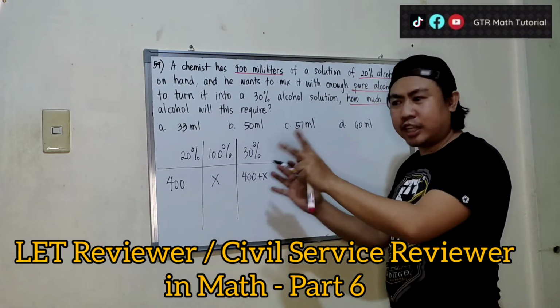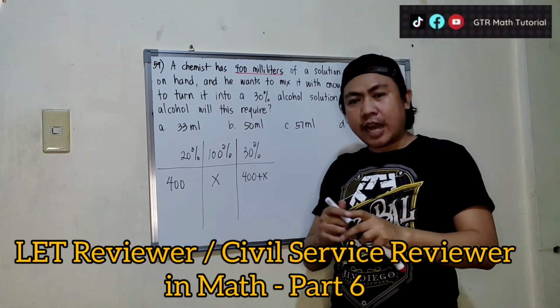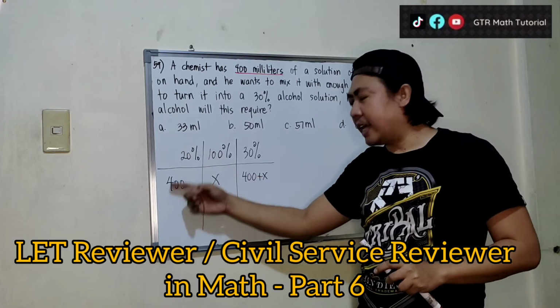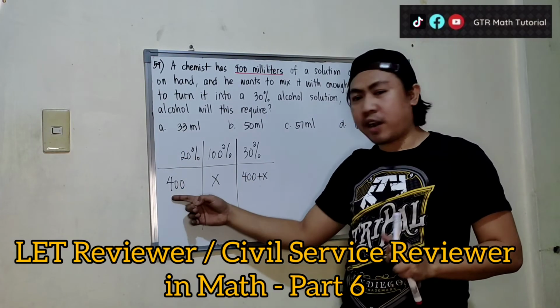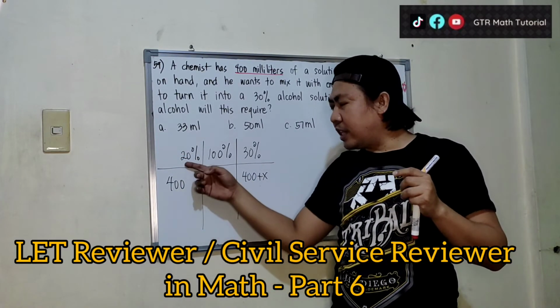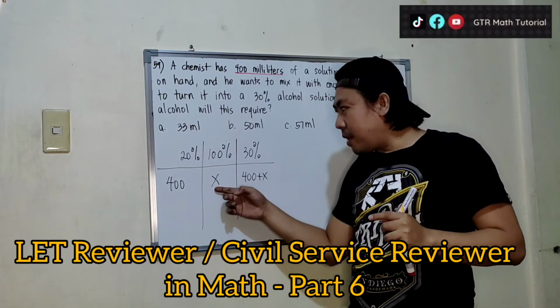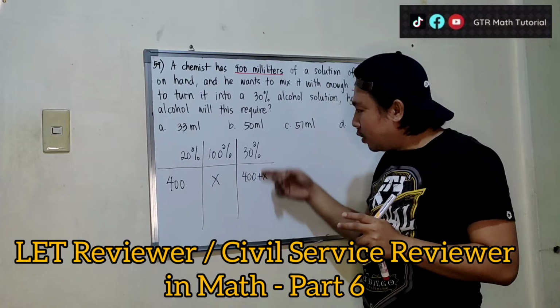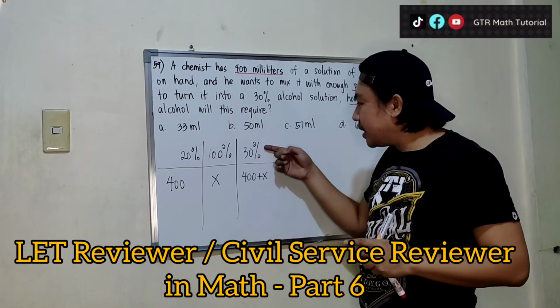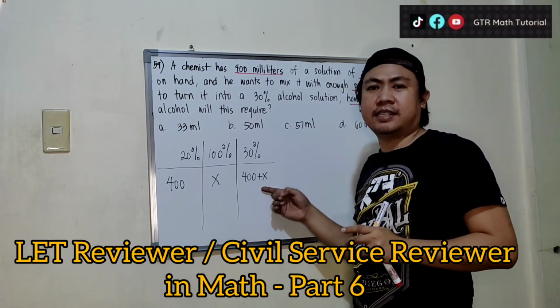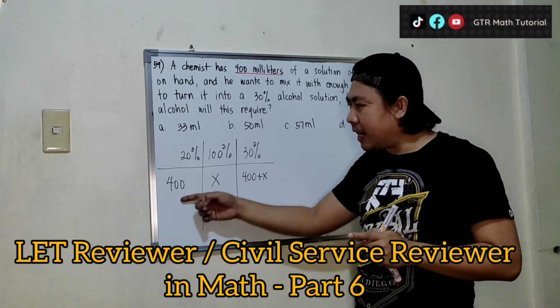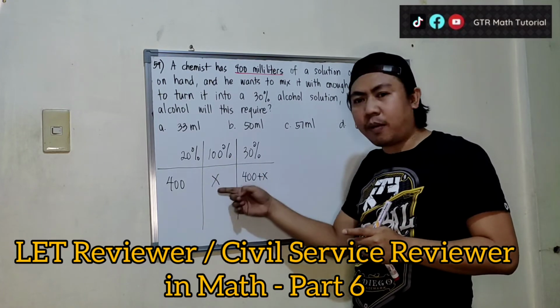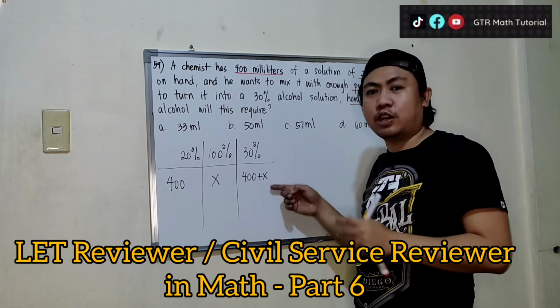Okay? So, dyan na tayo gagawa ng equation natin. So, syempre, i-multiply lang natin yan. 20% times 400, syempre, 20% nun ay alcohol. So, ito naman, 100% alcohol. So, pure alcohol ito. Then, yung combination na nila, 30% na lang ng 400 plus x. So, ang equation natin, multiply lang natin to, then, i-add itong dalawa, equal dapat dito sa pangatlo, sa combination.